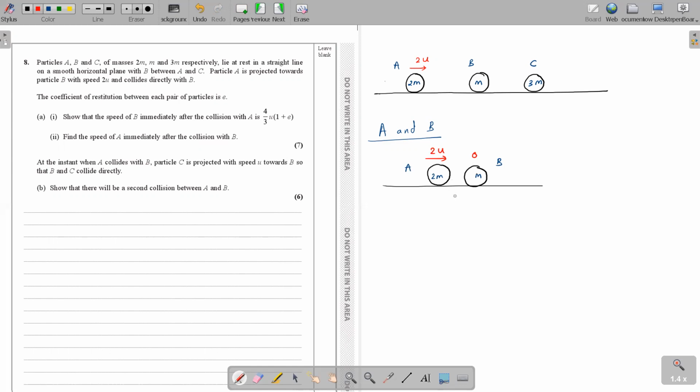After A collides with B, it's quite obvious the direction that B has to travel. When A collides with B, B definitely moves to the front, so it moves to the right side. I'll say V1 is the speed of B. Here there's some uncertainty because we are not sure whether A will keep going forward or turn back. That depends on your coefficient of restitution, E value.